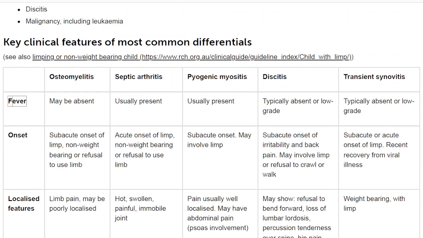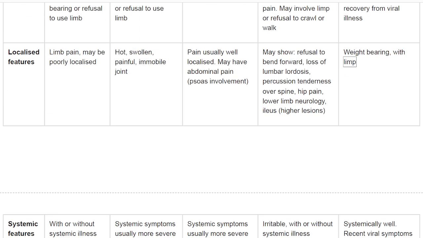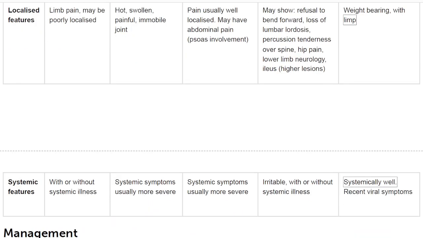Transient synovitis. Fever typically absent. Onset: subacute or acute onset of limp, recent recovery from viral illness. Localized features: weight-bearing, limp. Systemic features: systemically well, recent viral symptoms.